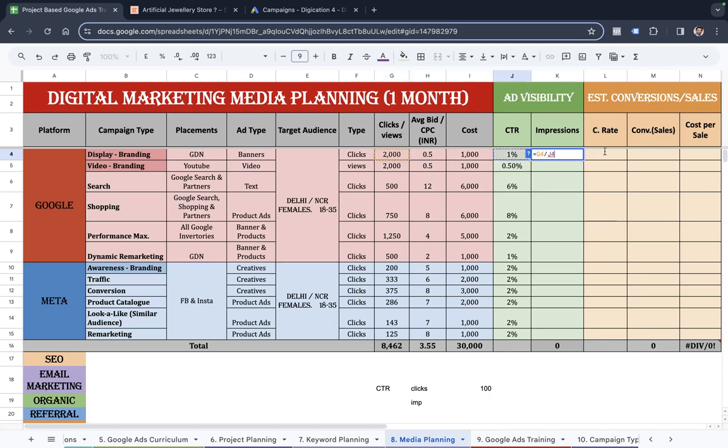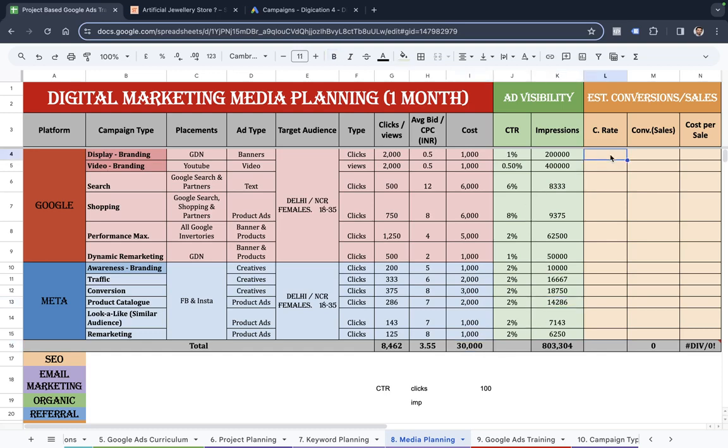Now, we already have this percentage sign. That's why we don't have to multiply it by 100. So we simply get these numbers. And what we are doing is simply copying all the numbers from the cells. So we are talking about generating 8 lakh impressions after spending 30,000 rupees in a month.